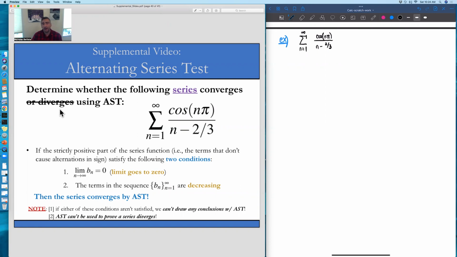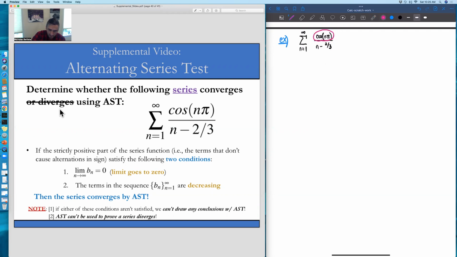So let's take a look at this series that we're given. It's cosine of n pi all over n minus 2/3. So the first thing to do if we want to apply the alternating series test is make sure this is an alternating series. In the numerator, we have a cosine of n pi. We don't see the minus 1 to the n, minus 1 to the n plus 1 type terms that we see a lot in these alternating series. But it turns out that this cosine of n pi is actually a minus 1 to the n in disguise.